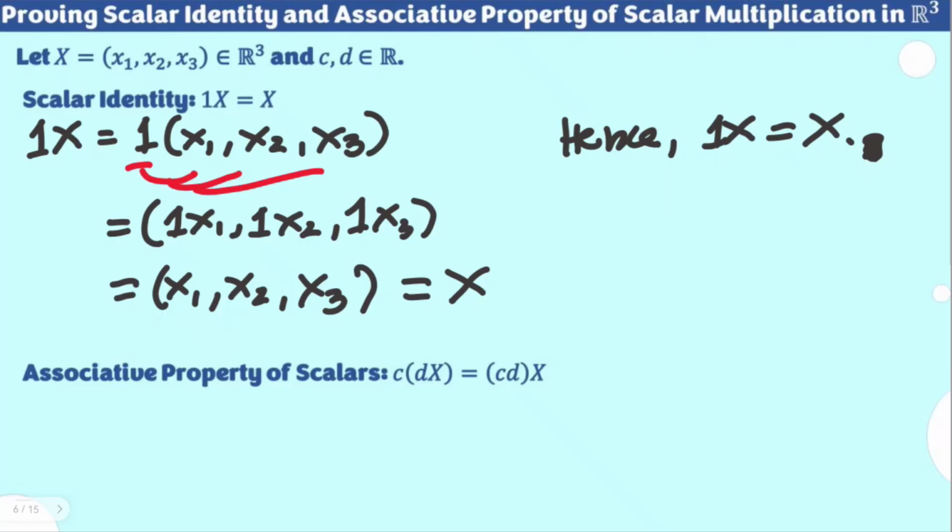Now, let's proceed to the associative property of scalars. This means that if we have a scalar quantity c multiplied to a scalar multiple of a vector, dx, it is just equivalent to multiplying those two scalars, cd, times our vector x. So let's show that this is true.